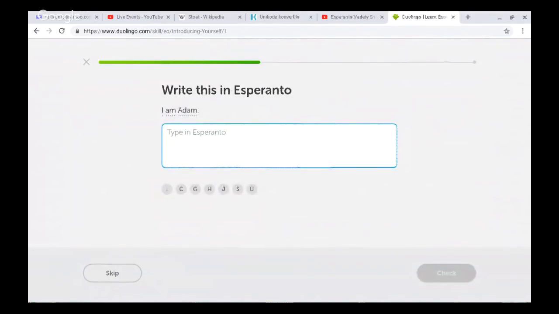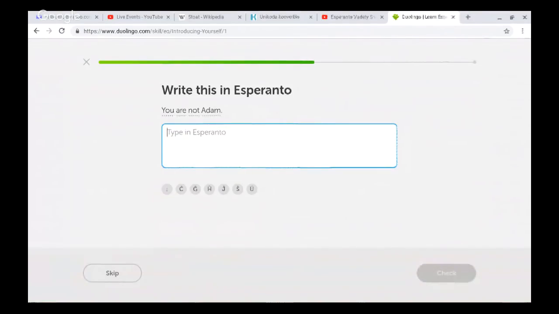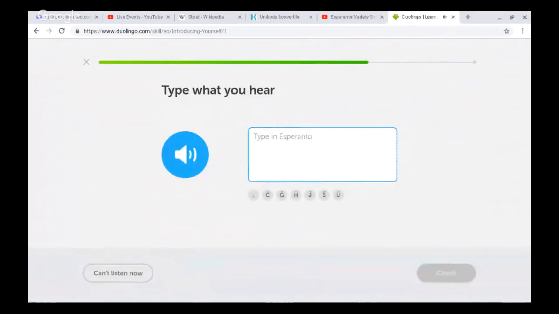All right, so estas. I like to look at it like this, right? With estas, we can just plug in whatever we want. This is that. So mi estas Adamo, right? We just plug them in without changing them. So I'm going to change this to mi estas Adamo. I think the course will accept Adam without the O on the end. You are not Adam. This is too easy for you guys, isn't it? Vi ne estas Adamo. But if you're working on Duolingo, let's hear that again.